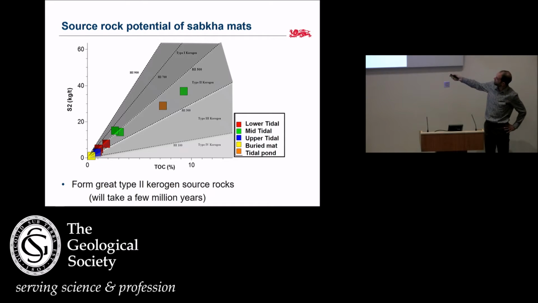And we can see that especially the tidal pond, but also the mid-tidal samples would form excellent source rocks, while the buried mat is already degraded so much that it's actually not. Well, there's already been quite a bit of diagenesis there. So in the current Holocene setting, this buried mat will not be a potential source rock in the future.